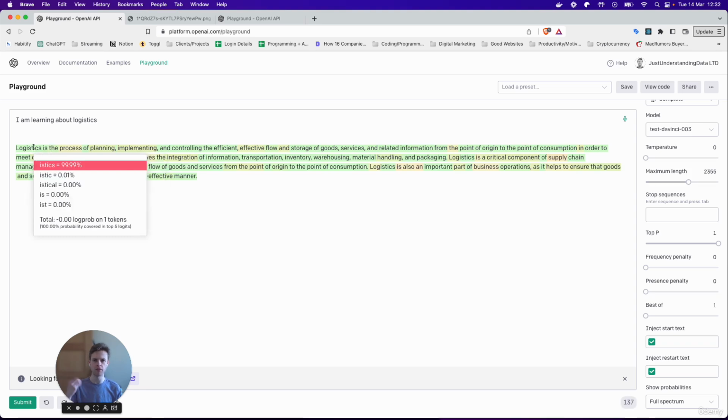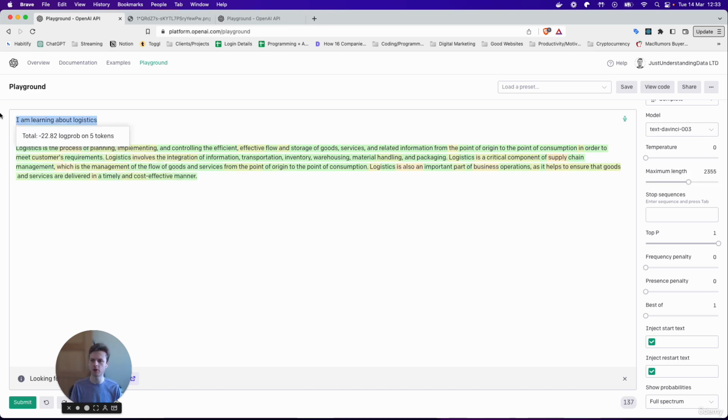So log probabilities are showing us the word that was most likely to come next, by 94%, followed by "involves." After that we had "the," "a," and "all," "define," followed up by "process management." So basically what's happening here is GPT-3 is predicting the most probable, the most likely word to come next inside of the output.